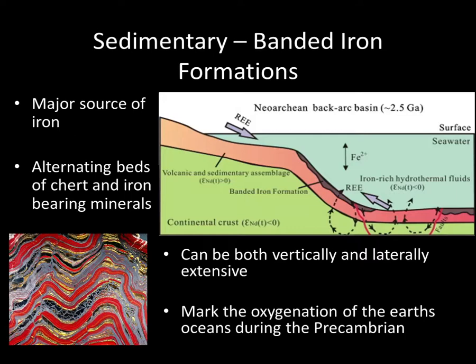After the evolution of photosynthetic cyanobacteria, free oxygen was released into the oxygen-poor oceanic waters, which reacted with the dissolved iron in the water and precipitated these iron-rich layers of rock. The largest BIF deposits are located in Brazil, Canada, Western Australia, South Africa, the Ukraine, and Michigan in the United States.